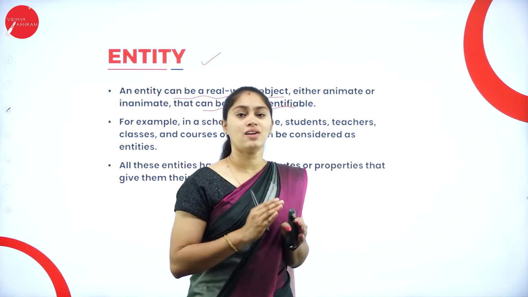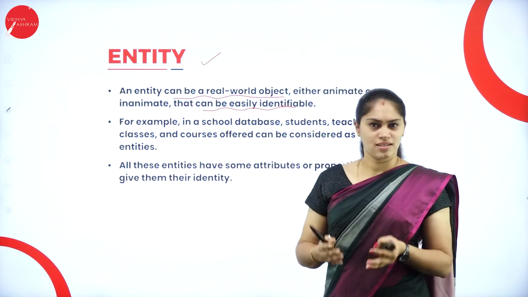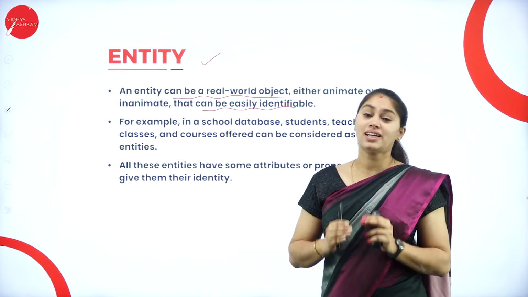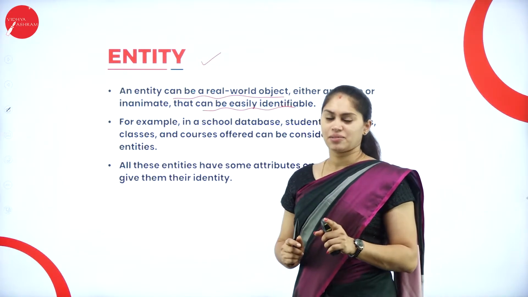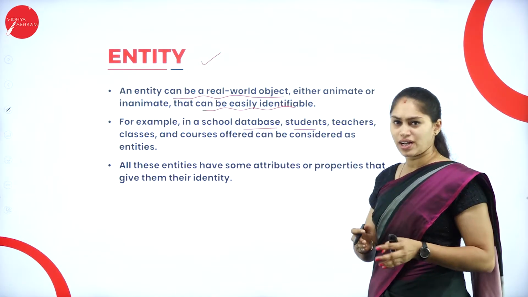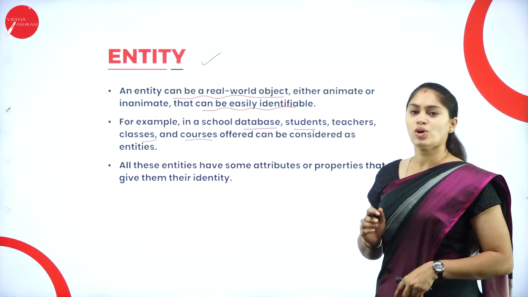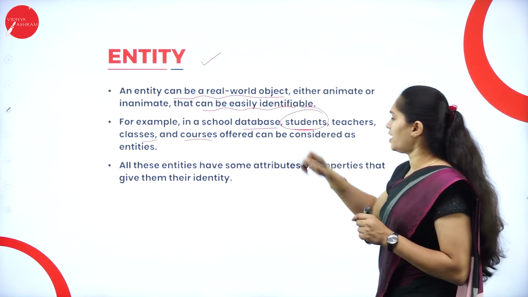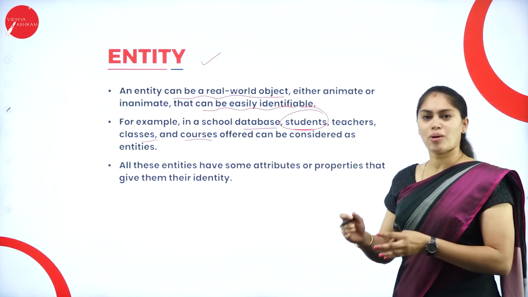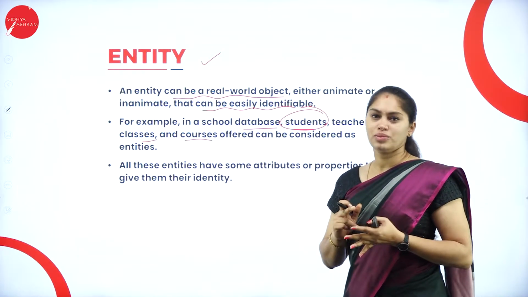So an entity is a real world object. It can be anything. You can consider a light, a fan, a digital board. Everything has its own properties, so we call that real world object an entity. Also, if you consider a school database, we have students, teachers, classes, courses, everything. If I consider the student as an entity, what properties will it include? A student has an ID, a name, date of birth, course and so on.